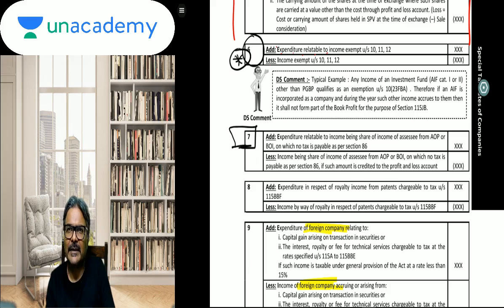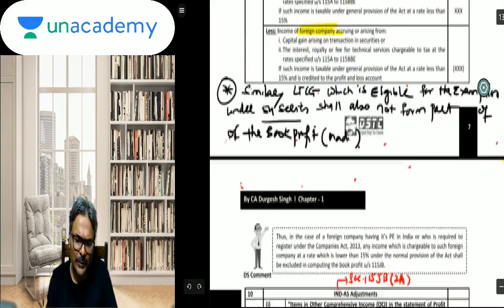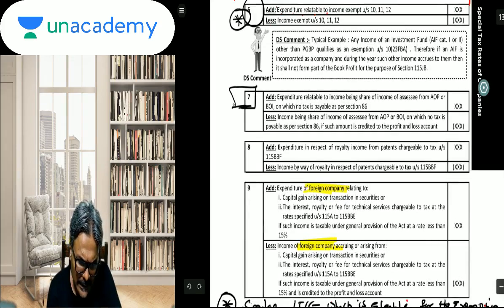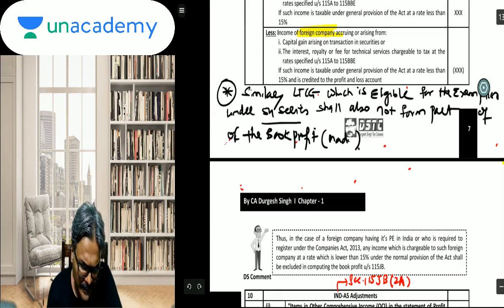And you will find that both the income as well as its corresponding expenditure will not form part of the book profit. Both the income as well as the expenditure will not form part of the book profit, is what you will have over here. So you can also put across the star. I'm just making you write a note over here.